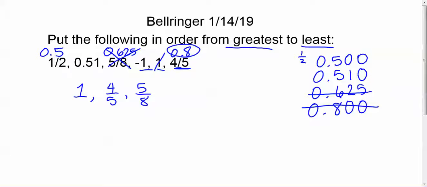This would be 5/100ths would actually be next. So we're going to write 5/100ths, and then we'll write 1/2. And then the lowest one would be what? -1. Very good. So I like to just double check to make sure I've included all the numbers. 1, 2, 3, 4, 5, 6 numbers. 1, 2, 3, 4, 5, 6. So we're good to go.